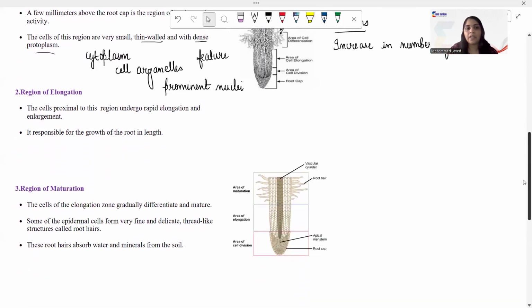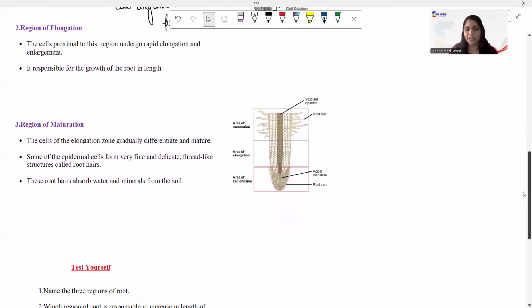Now, coming to the region of elongation. So close to the region of meristematic activity, that we use the term proximal. Proximal means close to. So close to the region of meristematic activity, we see there is region of elongation. Here, the cells undergo enlargement.